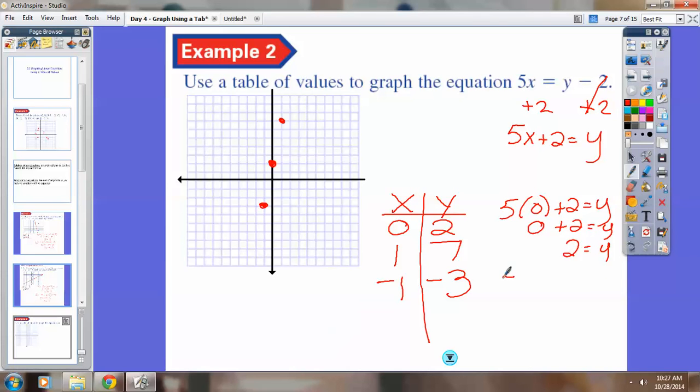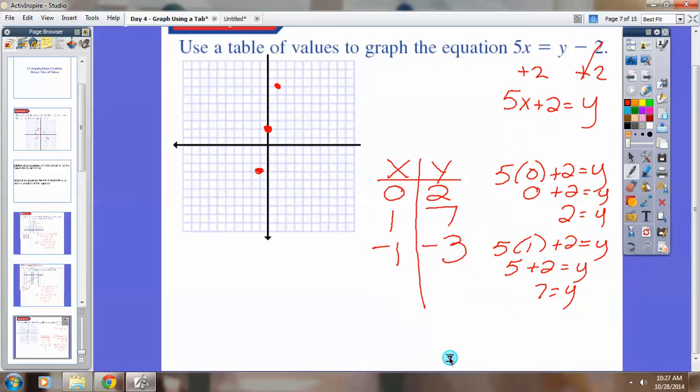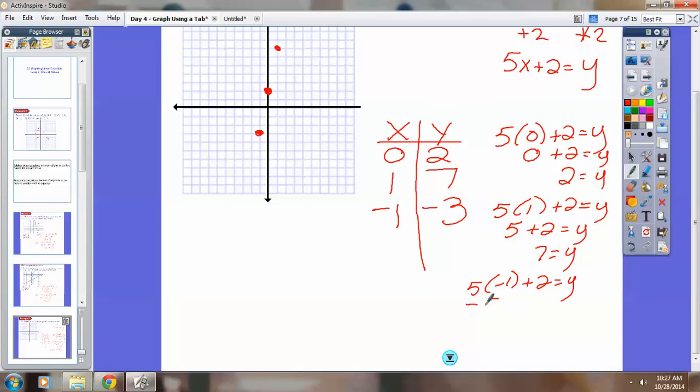And then I did 1. I put 1 in for x. 5 times 1 is? And 5 plus 2 is? Now try negative 1. 5 times negative 1 is negative 5. Negative 5 plus 2 is negative 3.